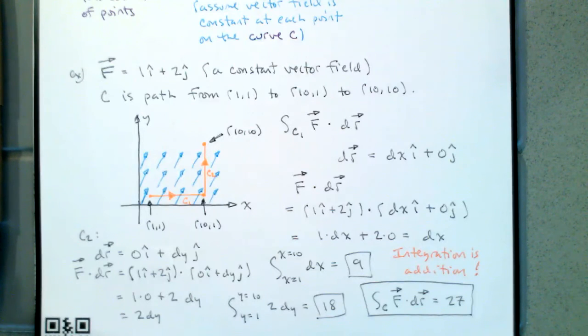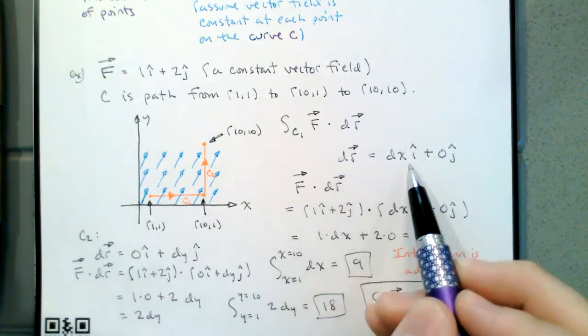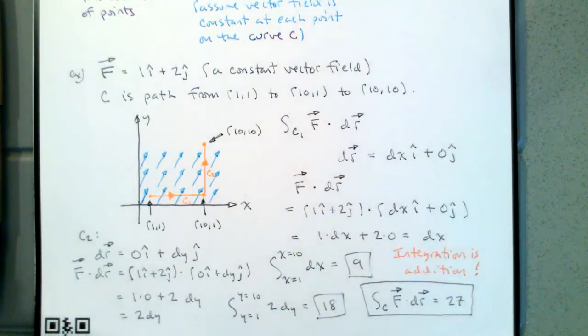So to describe dr, we want to describe small little changes in the curve. And the reason that we picked this curve is that small changes in r are just going to be whatever the change in x is. The change along this curve is all change in x.